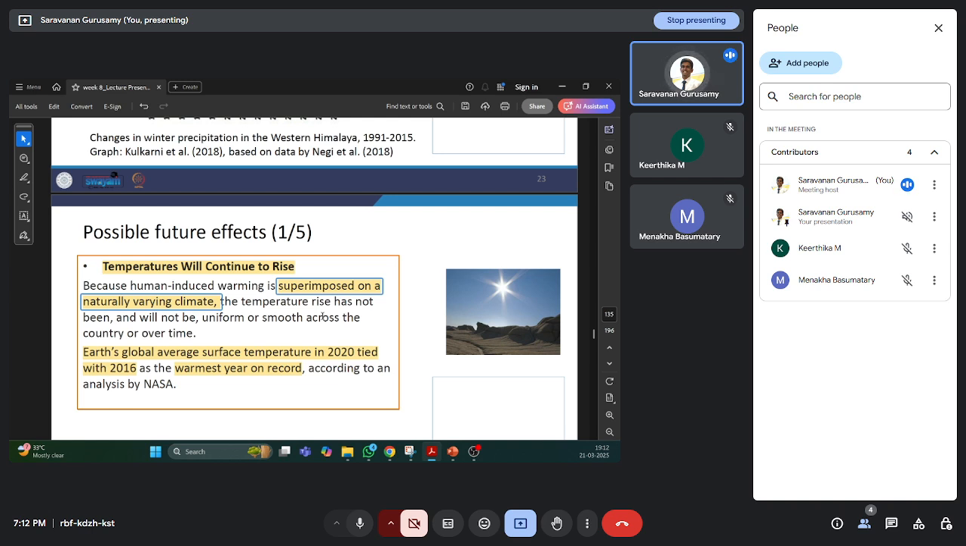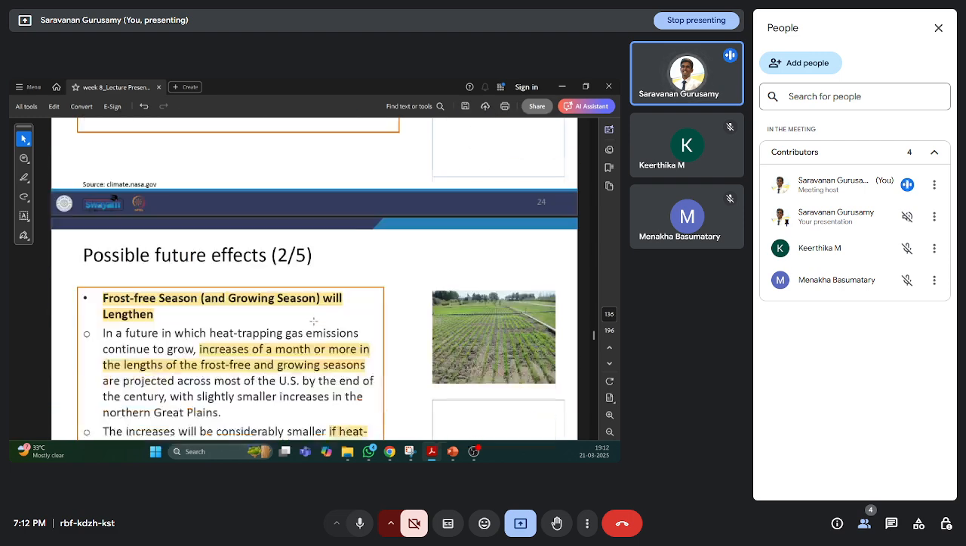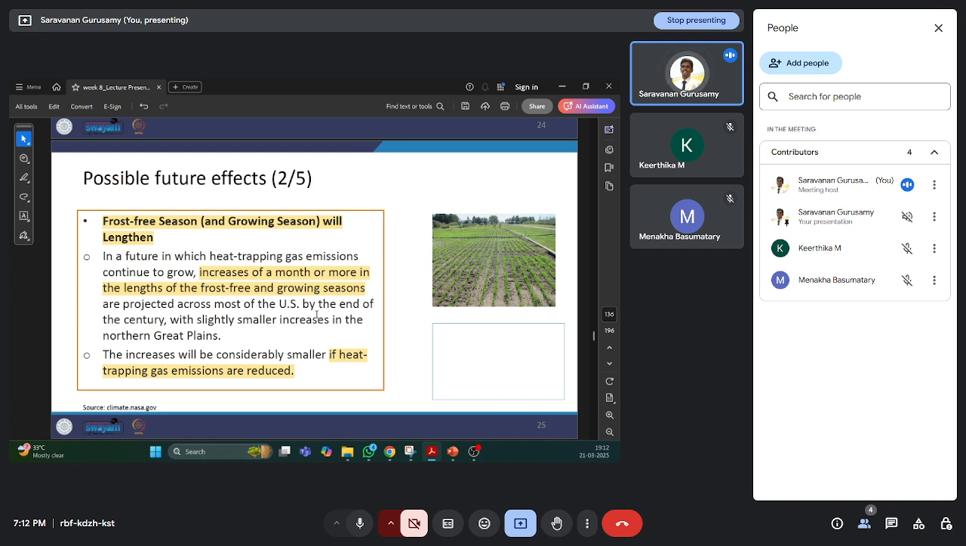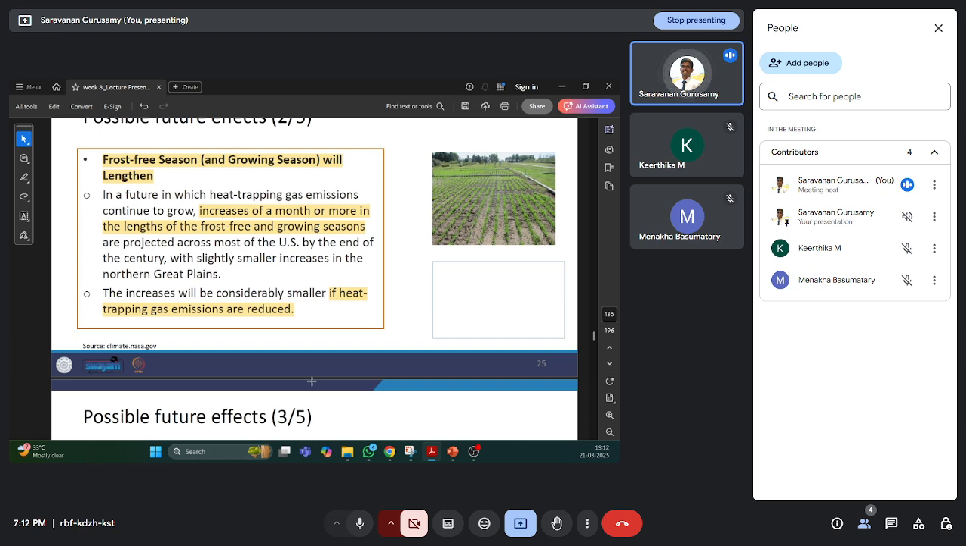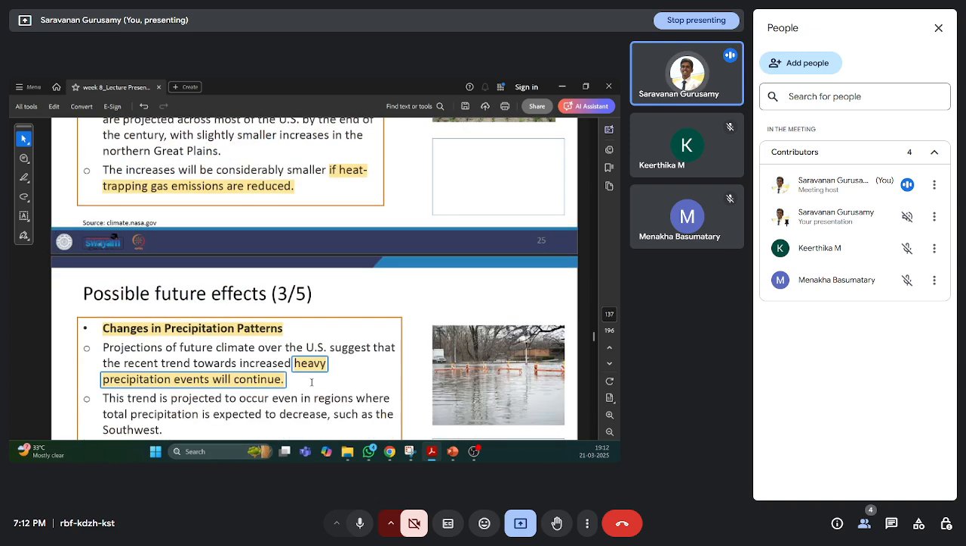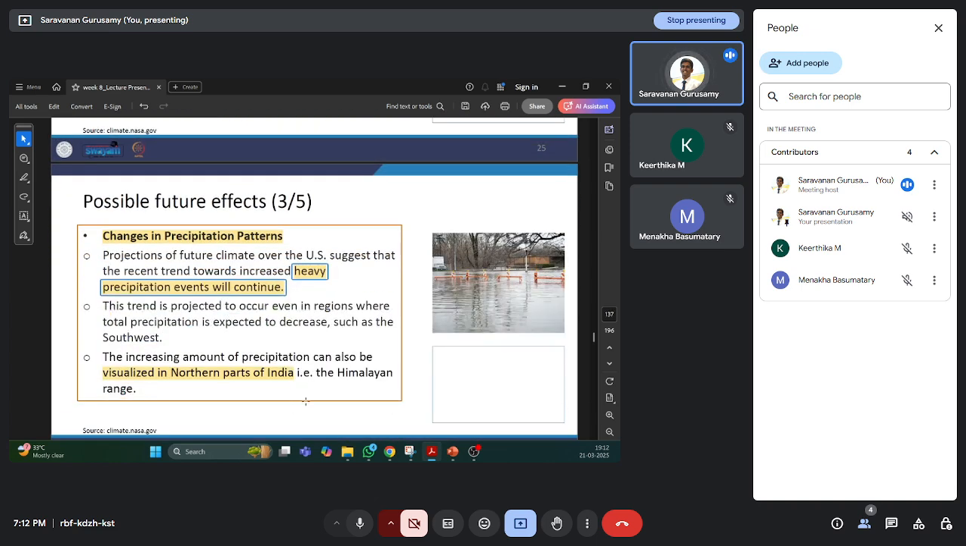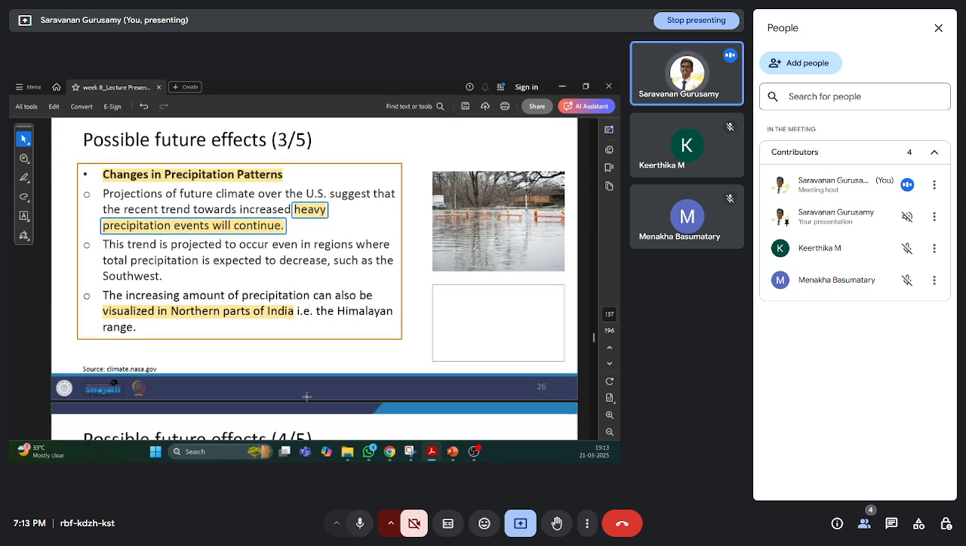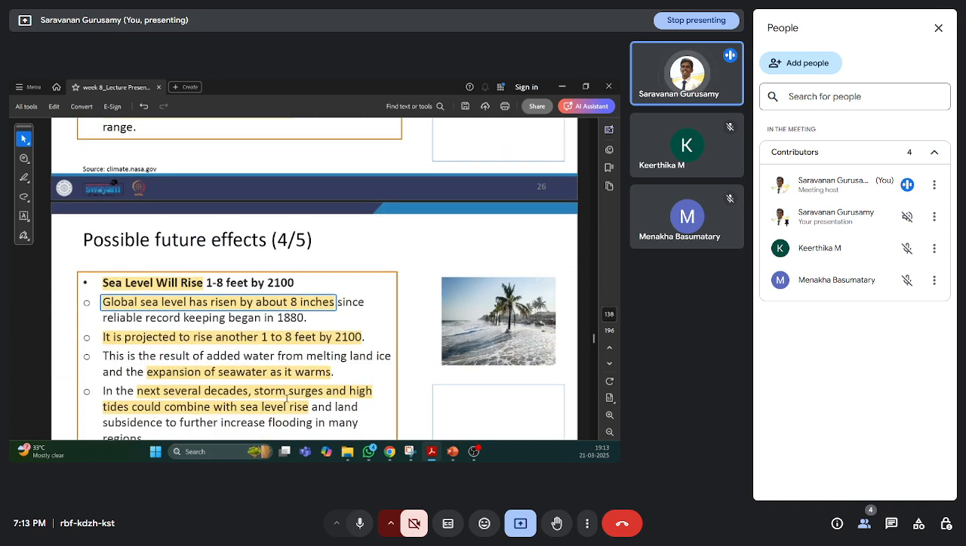And the temperature will continue to rise, superimposed on natural varying temperature. Earth's global average surface temperature in 2020 tied with 2016 as the warmest year on record. The frost-free season or growing season will lengthen, by a month or more. If the heat trapping emissions are reduced, the increase will be considerably smaller. And with the change in precipitation pattern, you can expect heavy precipitation in a single day, and it will continue, as visualized in the northern part of India, like the Himalayan ranges.